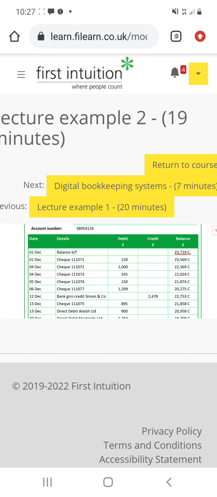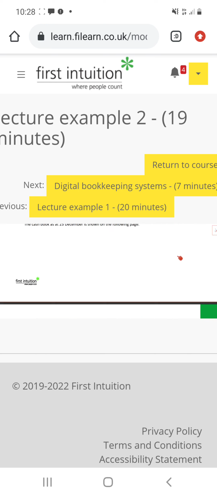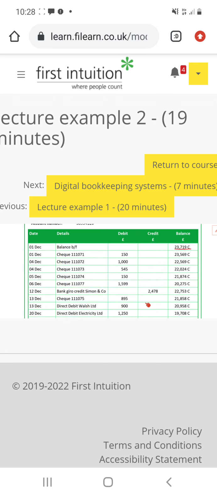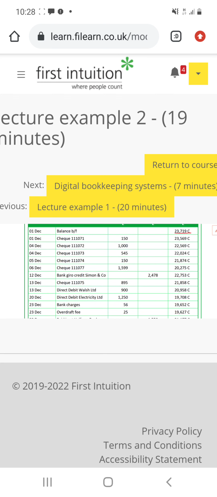If we have a look, we're starting here in the cash book this period with check number 111072, and if I then have a look at the bank statement, that very first entry is check 111071. Looking at the check number, that looks like it's a November check. And by the time that 150 gets paid out, you get to the 23,569.